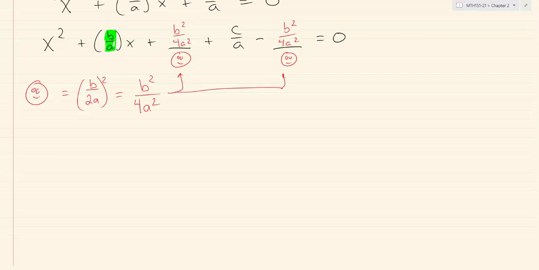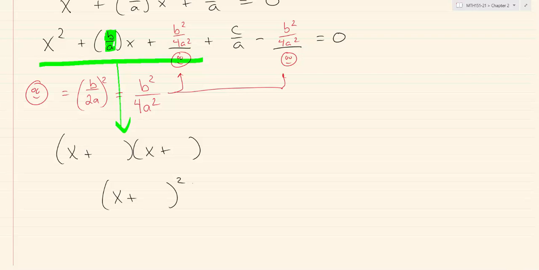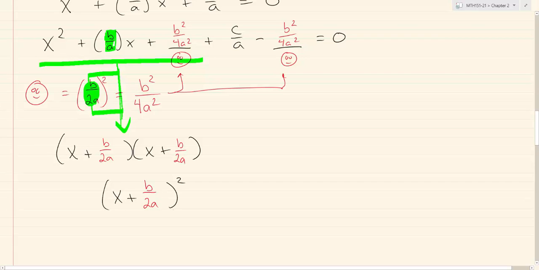And now, believe it or not, this first half is a perfect square. It's going to be x plus something times x plus something, which is going to be x plus something squared. What is the something? B over 2a. And can I ask how you got b over 2a? Right, because we talked about how if you're not exactly sure how to figure this out, then you take this little detour and you look at the number inside the parentheses before you squared it, which was b over 2a. So this becomes b over 2a squared.